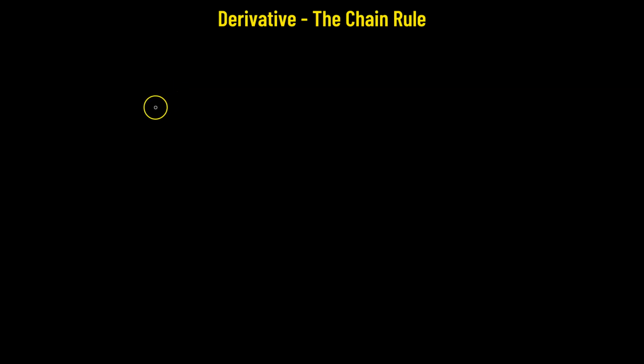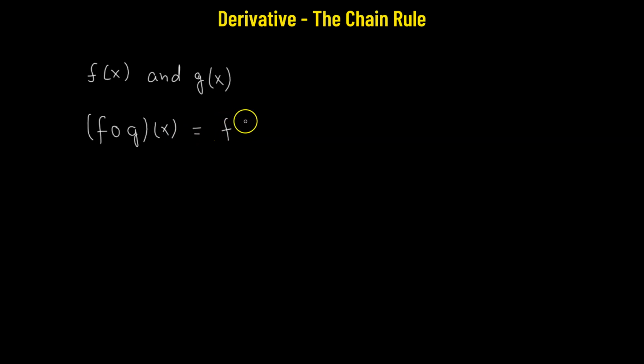So in today's session, we are going to talk about the infamous chain rule. The chain rule is a very powerful tool that helps us in taking the derivative of some complicated looking functions. Let's say we have two differentiable functions, f of x and g of x. Then the composition is f of g of x. The question is, what will be the derivative of this particular composition function?